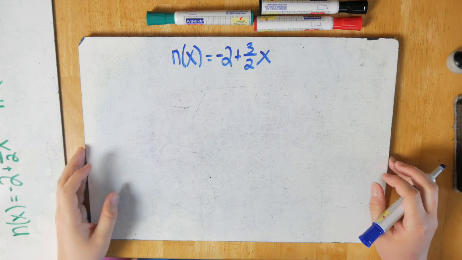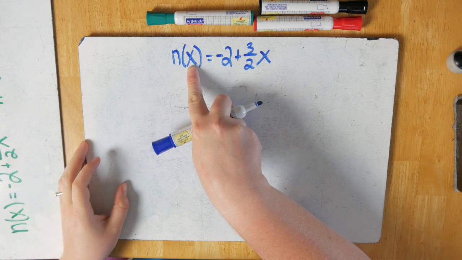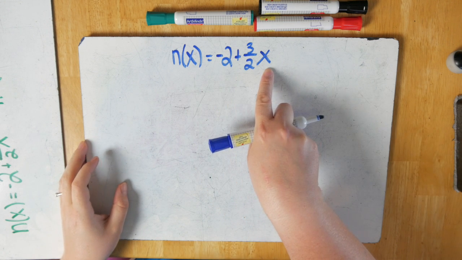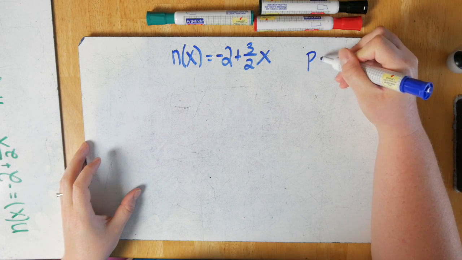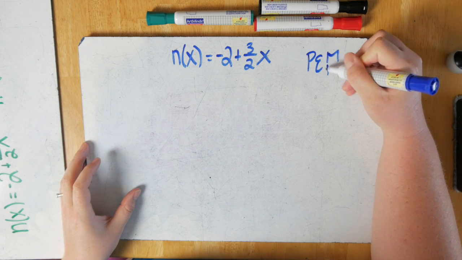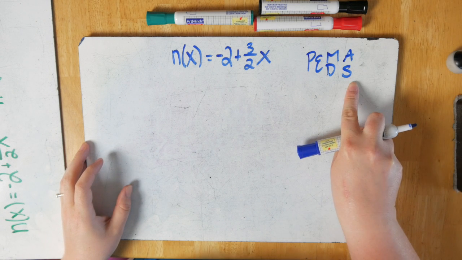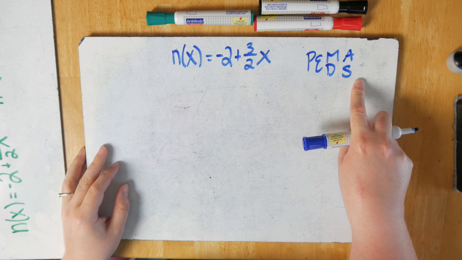All right, so the final function that we're going to find the inverse of is n of x, and that function is -2 + 3/2 x. Again, we're going to make sure that we keep order of operations at the forefront of our minds as we do this work. And you probably noticed that I wrote order of operations a little bit differently than I have so far this video.